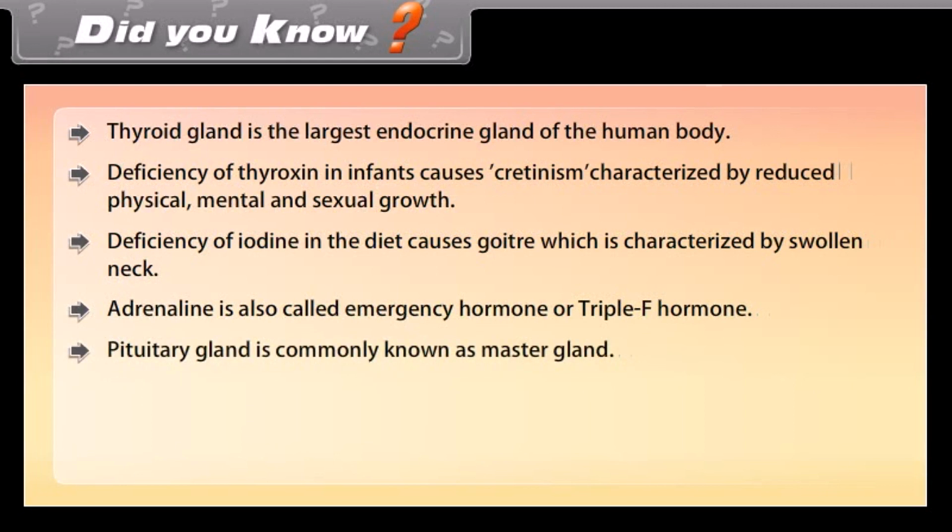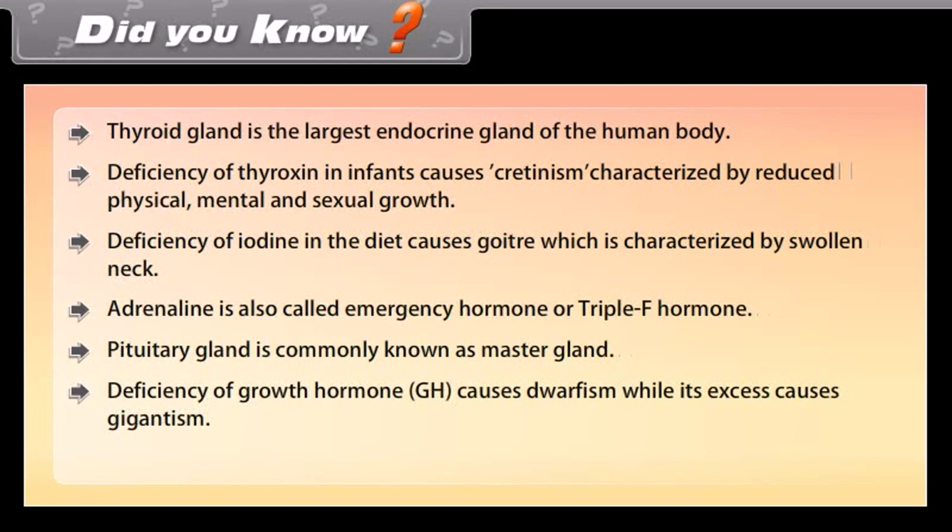Pituitary gland is commonly known as master gland. Deficiency of growth hormone, GH, causes dwarfism, while its excess causes gigantism. Deficiency of insulin causes diabetes.